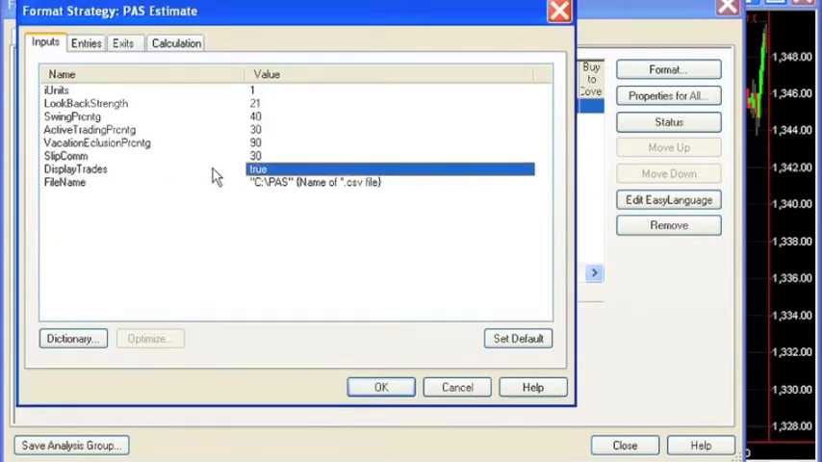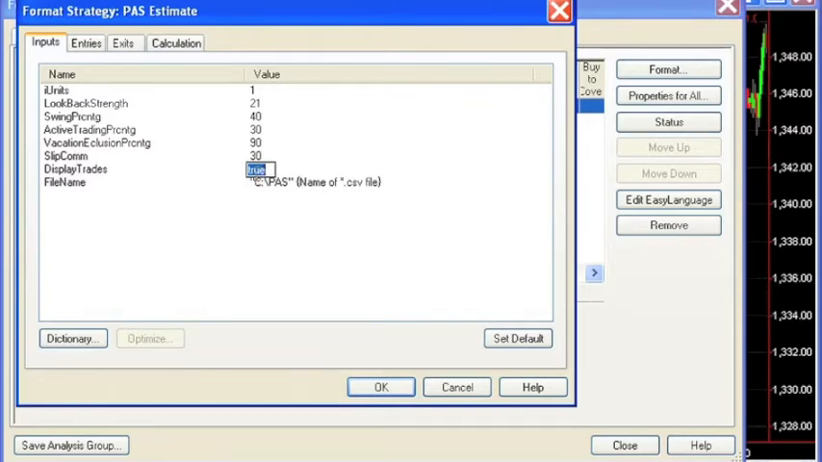The next input here is display trades. The information generated by this strategy is actually put into an Excel sheet which is stored on your hard drive. Display trades, if set to true, will actually list the individual simulated trades that are between each swing high and swing low. We'll take a look at that in more detail when we actually look at the spreadsheet.